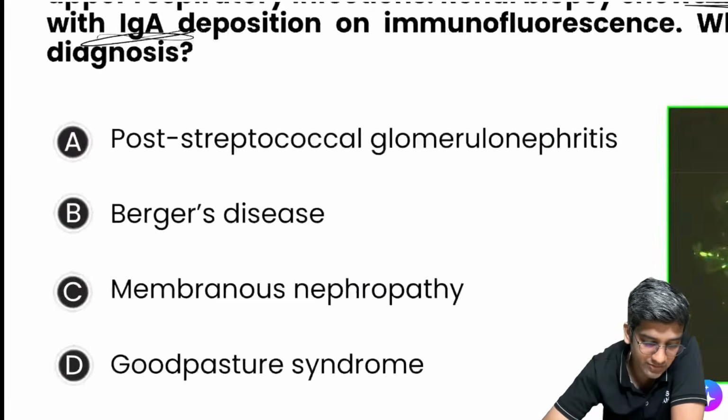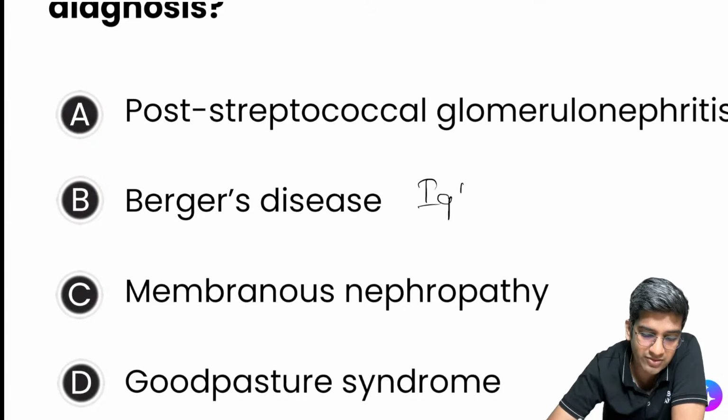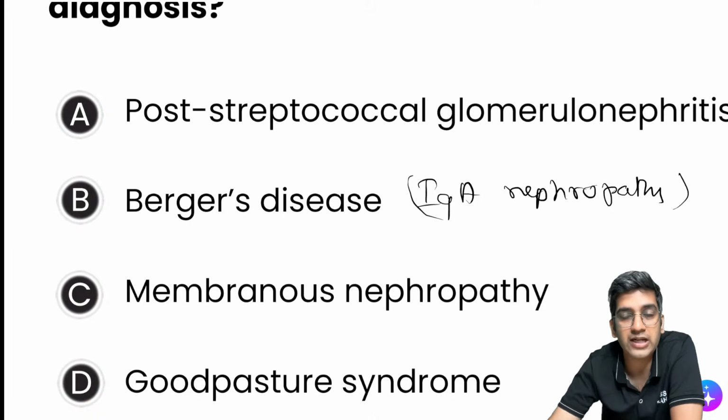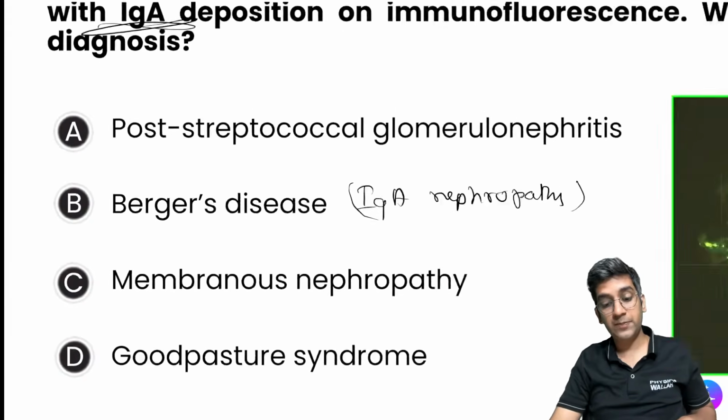The other name for IgA nephropathy is Berger disease. I just gave the other name. That's how they make the question difficult. They ask the second name so that we forget and we struggle, right? It's a classical example of IgA nephropathy.